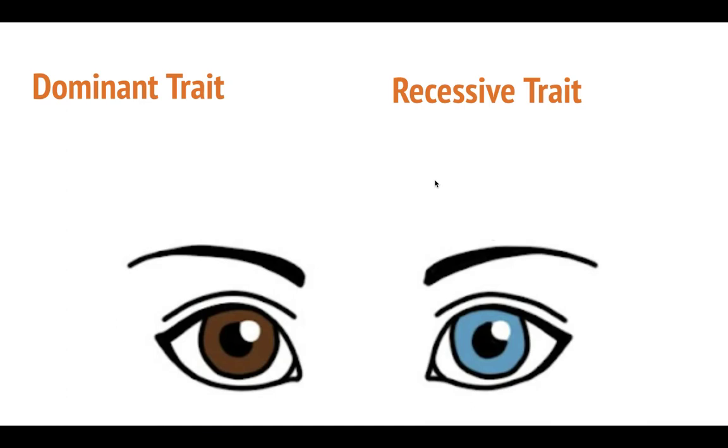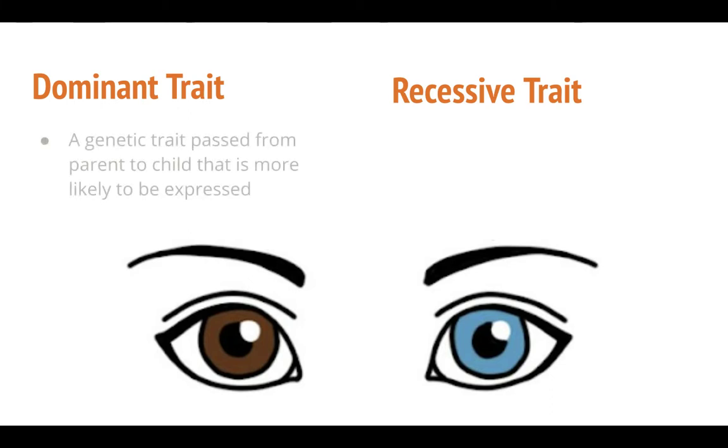Now, the video mentioned dominant traits and recessive traits, so let's take a look at what those things are. So a dominant trait is a genetic trait that's passed from parent to child that is more likely to be expressed. So in this case, brown eyes would be a dominant trait.